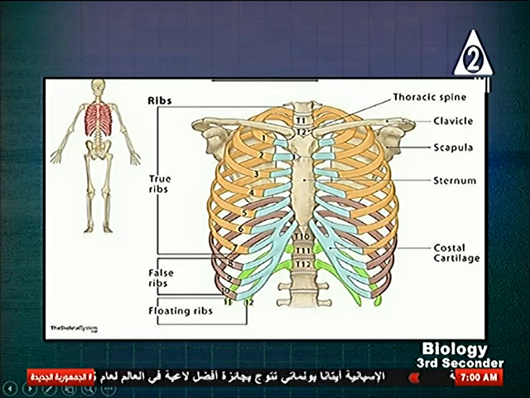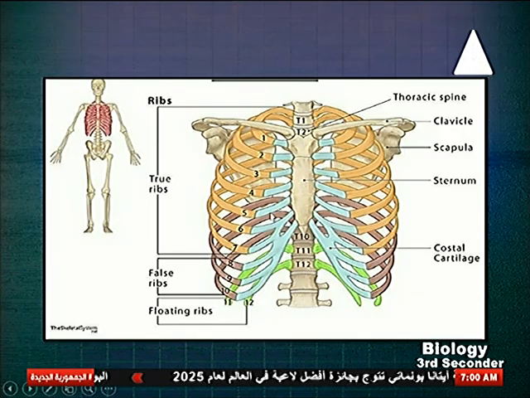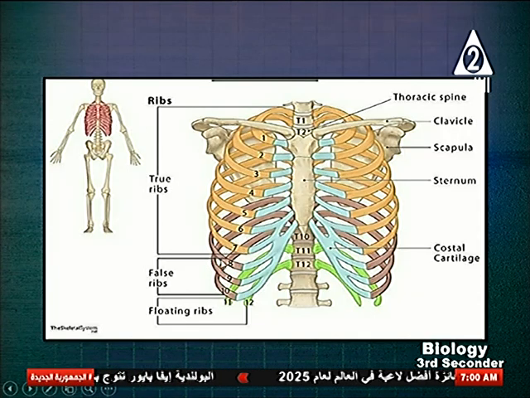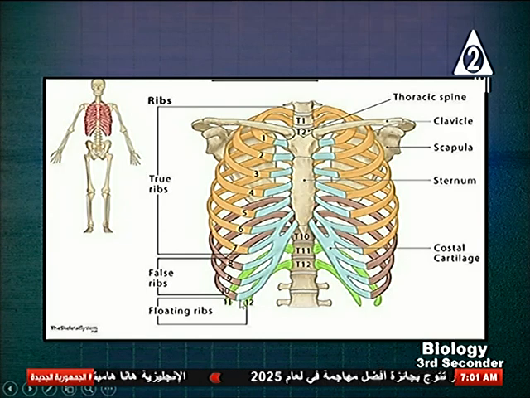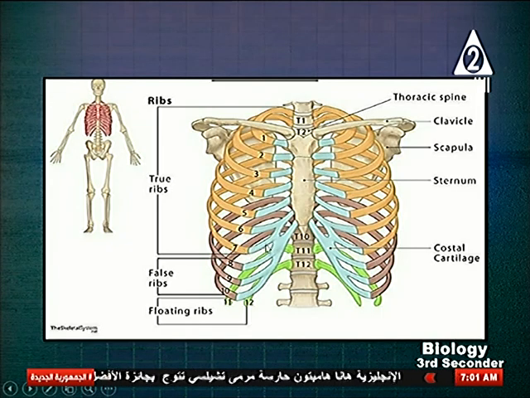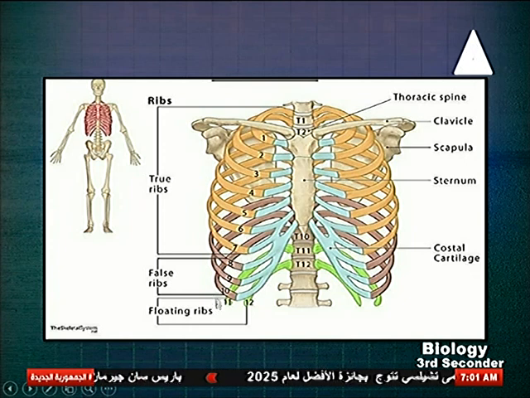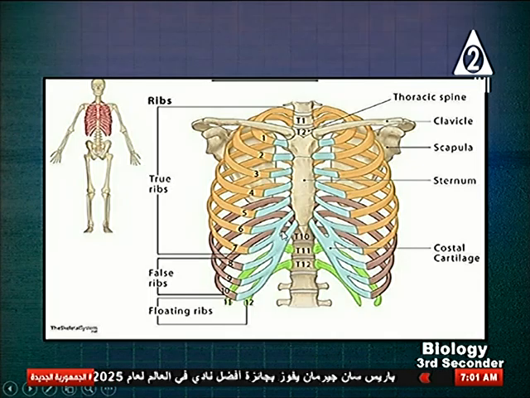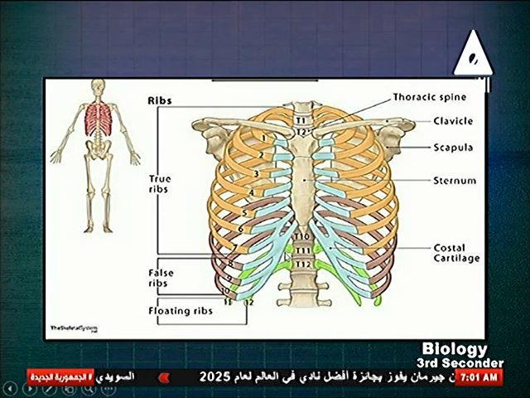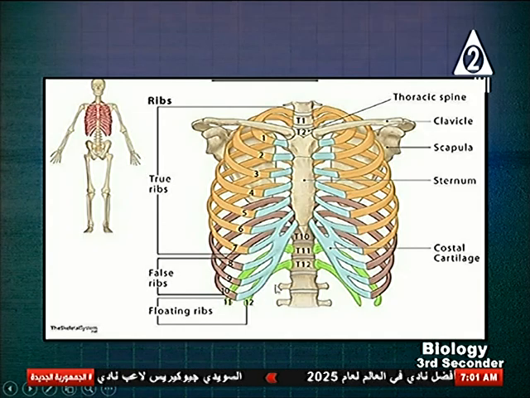Let's calculate the 12 pairs of ribs and see their names. The first 7 pairs of ribs are called true ribs because they attach directly with the sternum. Pairs number 8, 9, and 10 are called false ribs because they attach with the sternum indirectly by connecting with pair number 7. And pairs number 11 and 12 don't reach the sternum.